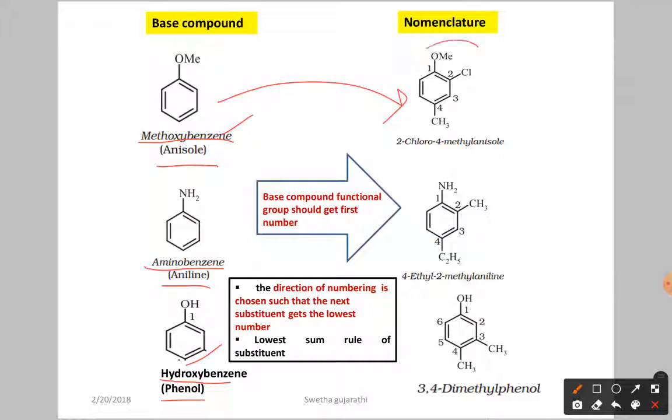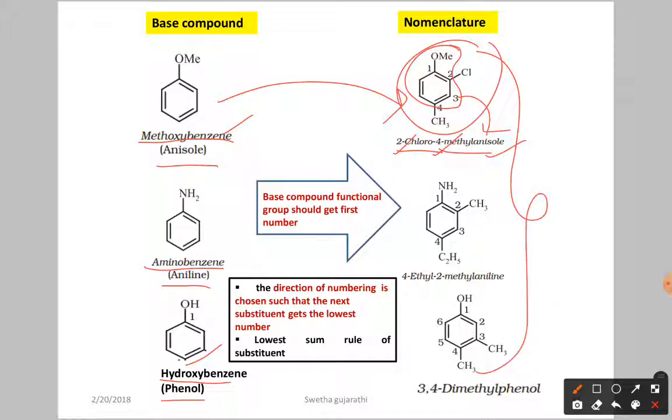Here we have this compound. For this the name is 2-chloro-4-methyl anisole. This is the base compound; here we are simply replacing the whole thing with anisole. At the second position we have chlorine, and at the fourth position we have methyl. Again, in all these cases we find the lowest sum of the substituents. If you give the numbering such that after adding all the numbers you get the lesser total, that is correct. I'm not going to repeat it again, so just practice this one.